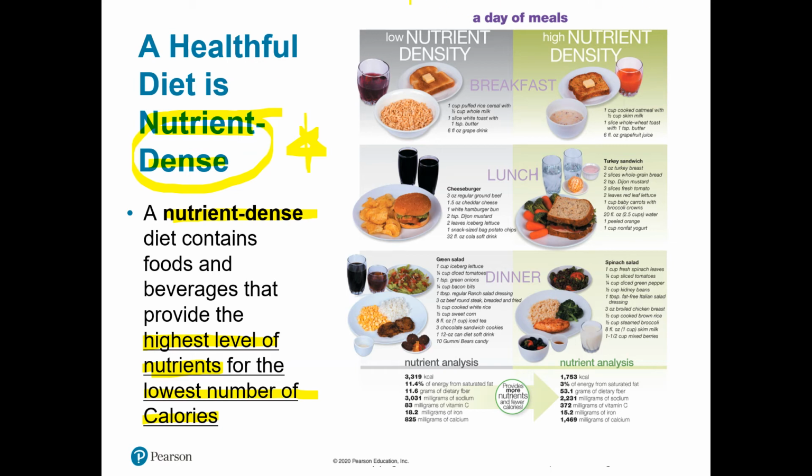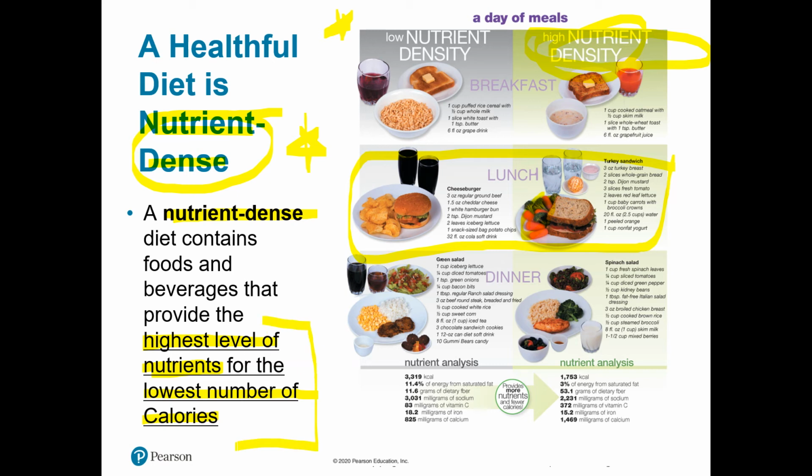So on the right side here, we've got another figure from your book, just giving you examples of foods that are high in nutrient density in comparison to foods that are low in nutrient density. Probably the most obvious example would be right here at lunch. So having for your sides mixed vegetables rather than potato chips, right? Mixed vegetables are going to have a high number of nutrients for a low number of calories. So they're high in vitamins and minerals, they're low in calories. Whereas potato chips are actually very high in calories and provide very few nutrients of value.